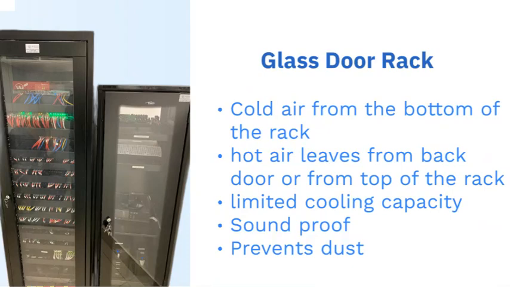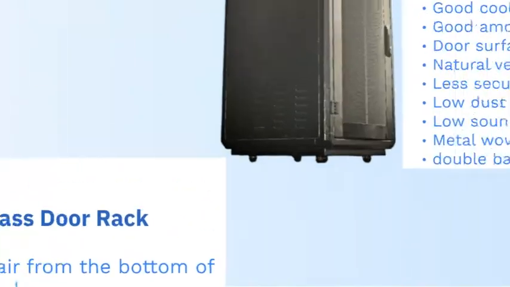What is a glass door four post rack? In this rack, the front door is made of glass. Because of the glass, it is soundproof and it prevents dust as well. Because the front door is made of glass, hot air leaves from the back door or from the top of the rack, and we provide cold air from the bottom of the rack through the grills.